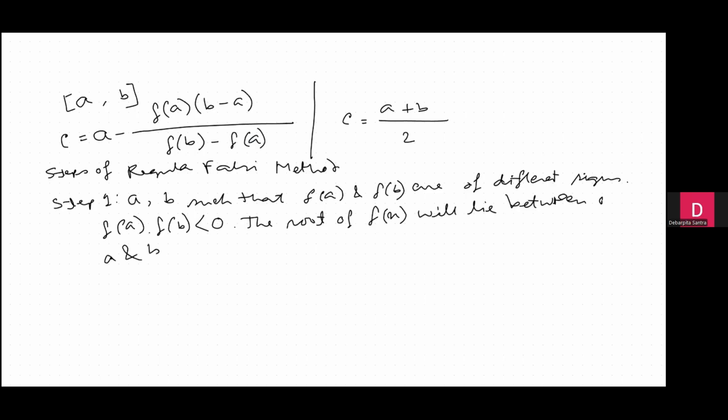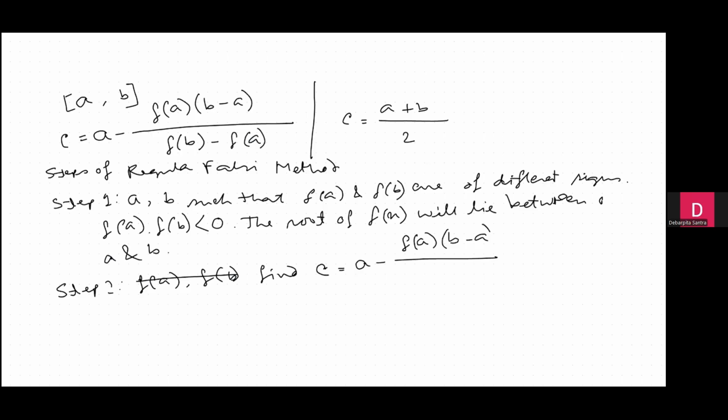Now step 2, we have to find out f of A and f of B. We have already found them. We discard this. We have to find a new point C, which is equal to A minus f of A into B minus A divided by f of B minus f of A. So that is the point C.